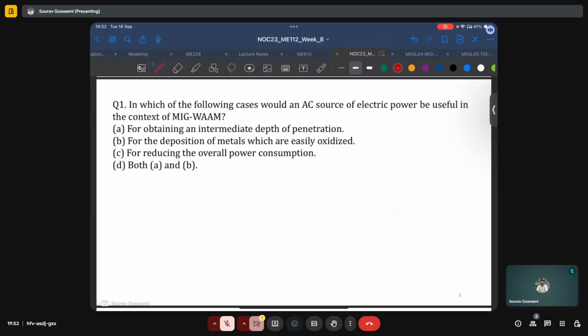Now, let us look at a few example questions. The first question is asking us, in which of the following cases would an AC source of electric power be useful in the context of MIG-WORM? So as we remember from our discussion, in MIG-WORM the wire itself was one of the electrodes and the substrate was the other. In case of DC, they would have some assigned polarities. In case of AC, that polarity would change every half cycle.